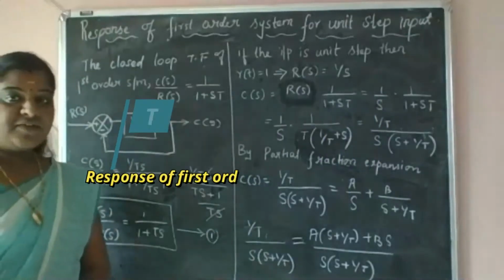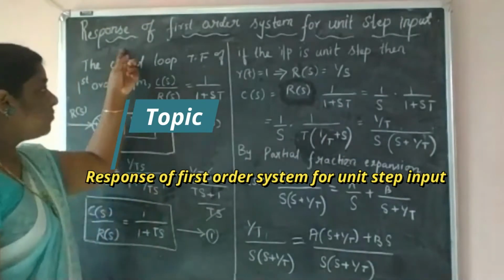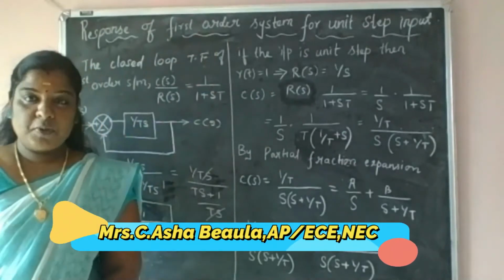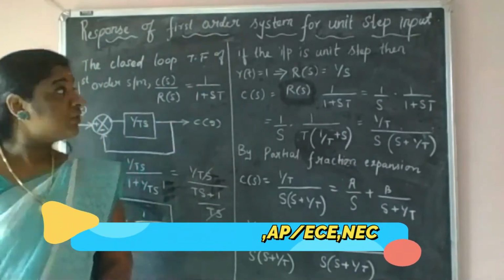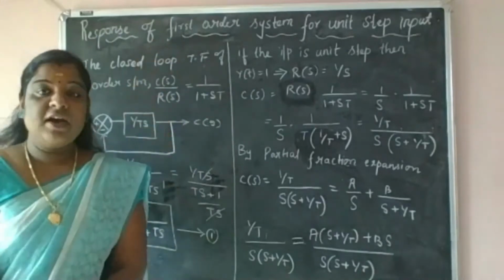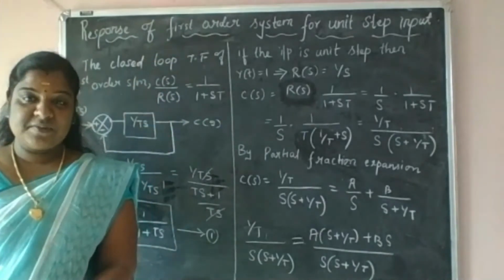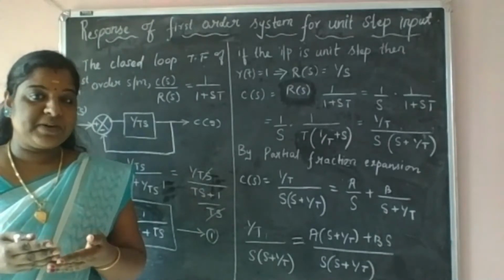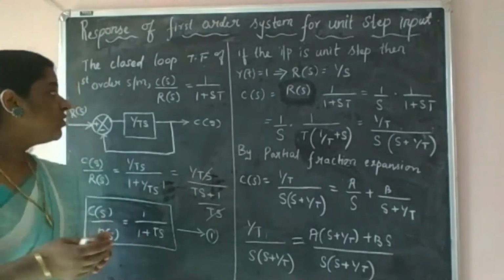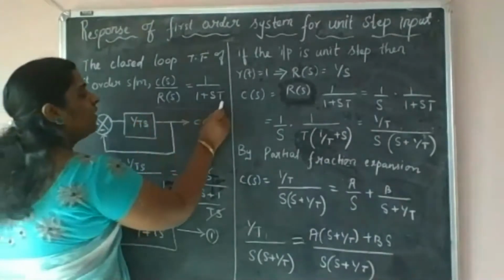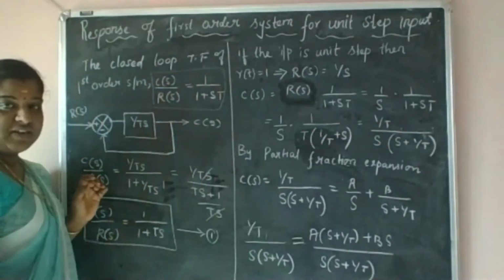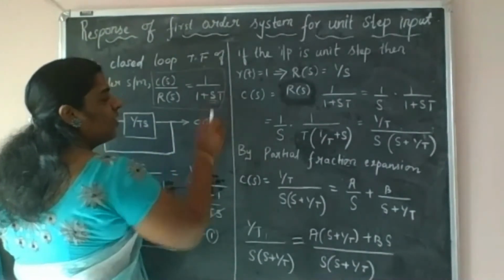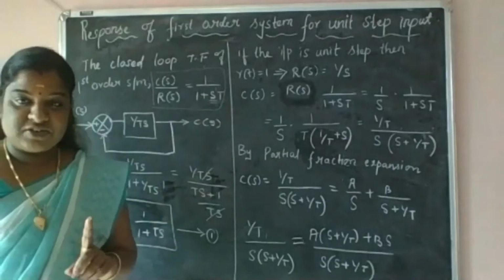In today's class, we are going to see the response of a first order system to a unit step input. So, what do you mean by order of the system? Here we are seeing the first order system. The order of the system is the highest degree of the denominator polynomial. While seeing this closed loop transfer function, the denominator polynomial in the S domain has the highest order 1. So it is represented as a first order system.